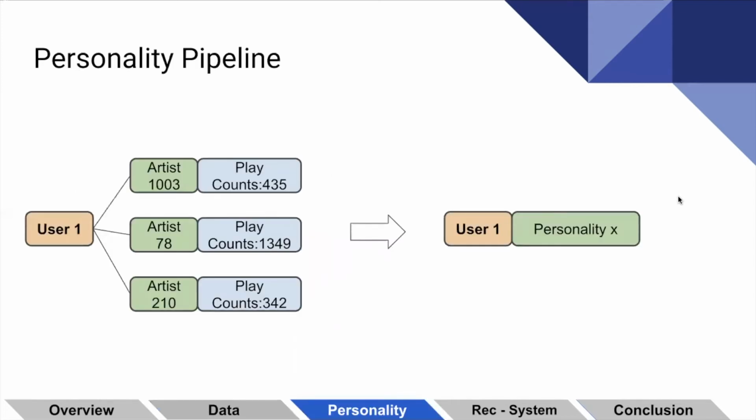Now it comes to the first main section. That is the personality pipeline. The goal of this pipeline is to transform the original dataset on the left to the right. At the end of the pipeline, we would get the personality attached to each user.